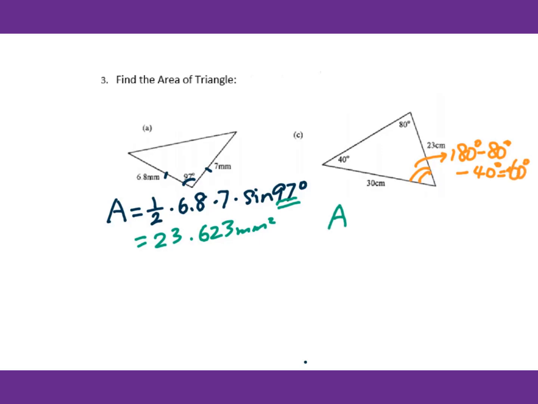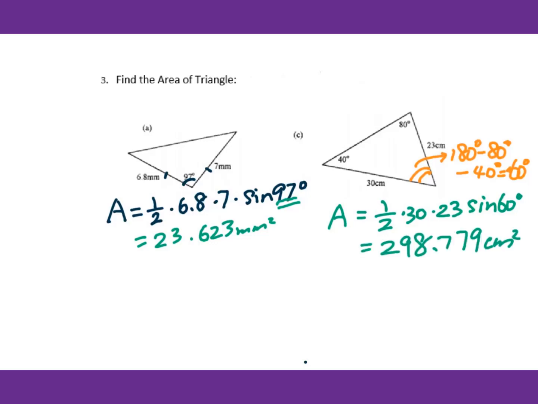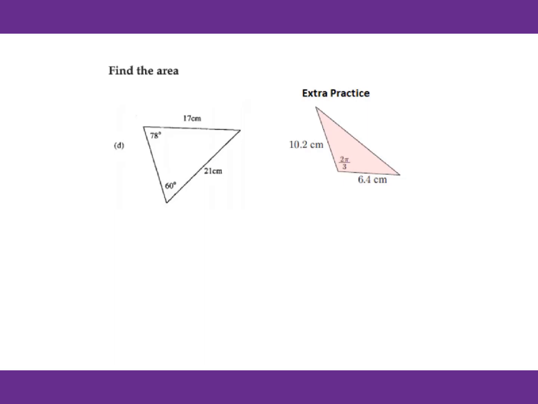Therefore, area equals 1/2 times 30 times 23 sine 60 degrees. Put into calculator, you will get 298.779 centimeters square. Now let's work on extra practice.